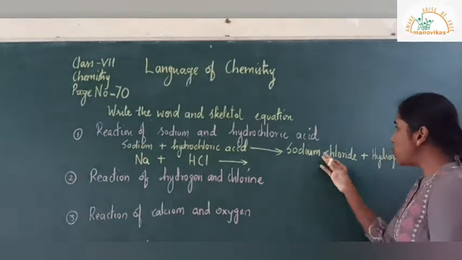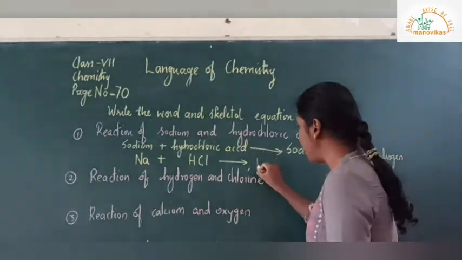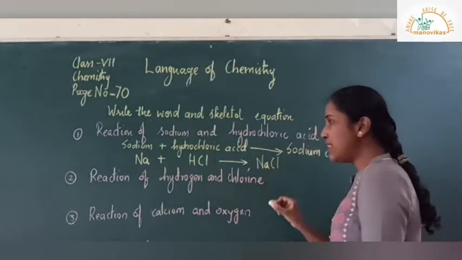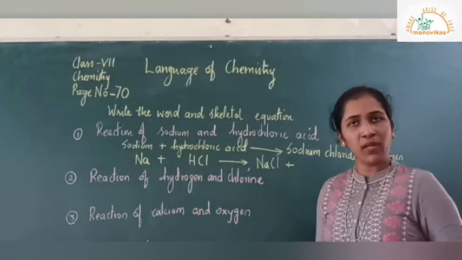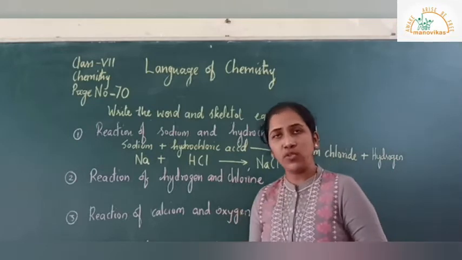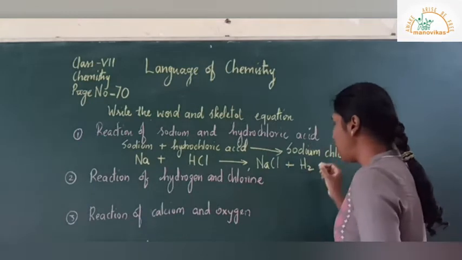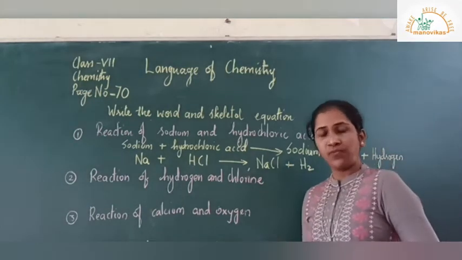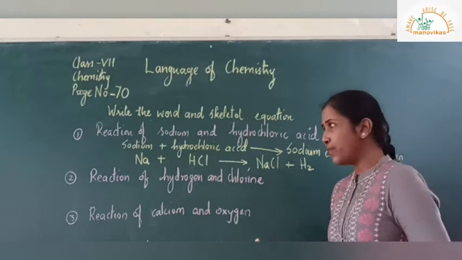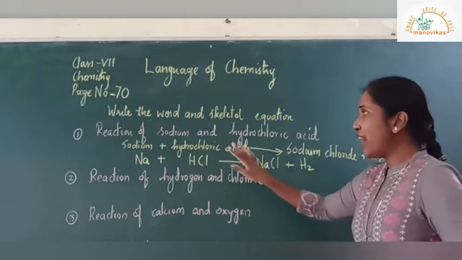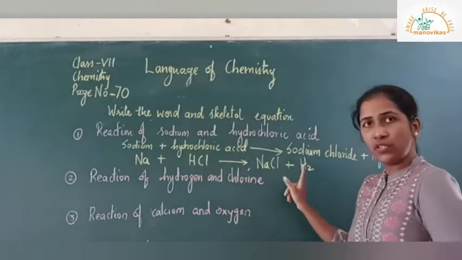Now I'll write the formula. Sodium chloride is NaCl, and hydrogen, as I said, is a diatomic molecule. So whenever you have hydrogen, nitrogen, oxygen, chlorine, then you have to write H2. When you have nitrogen, you have to write N2. When you have chlorine, you have to write Cl2. Okay, oxygen you have to write O2. Now, since we are asked to write the word equation, we have written the word equation. We have written the skeletal equation also.